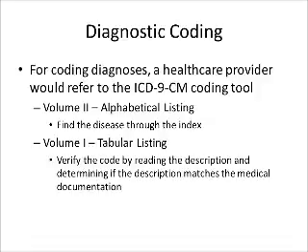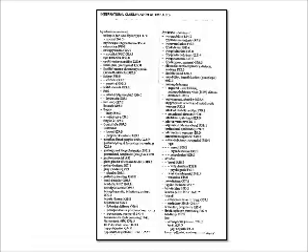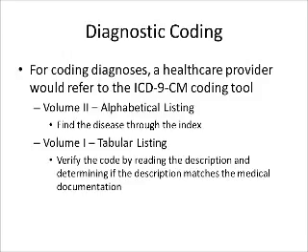disease or injury. For example, for a fracture of the tibia, the coder would go to Volume 2, which is alphabetical, and they would find the fractured tibia. Probably look under fracture and then under fractured tibia, and then it would give you a code. From there, you would go to Volume 1, which is a tabular listing, which lists them numerically. So you would take the code that you found in Volume 2, find it in Volume 1, and find the description. Then you would read the description and check it against the medical documentation. Does the description match? If it does, then you have the proper code.